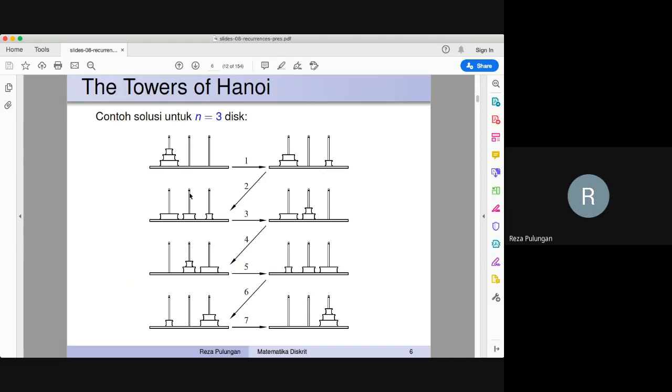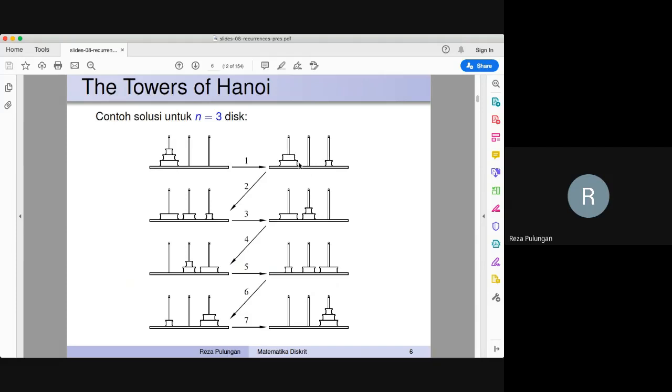When n is equal to 3, this is still small enough that we can show how to do this one step at a time. Let's look at n equal to 3. This is the original configuration. And then I move the topmost, the smallest one, to the middle. Sorry, to the third tower. So this is one step. You move one disk, this is one step.